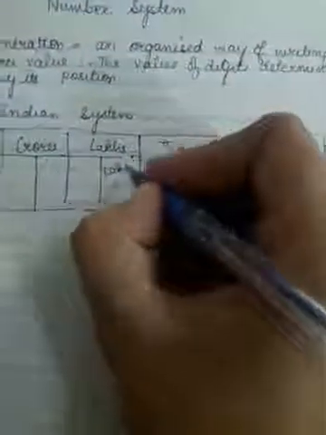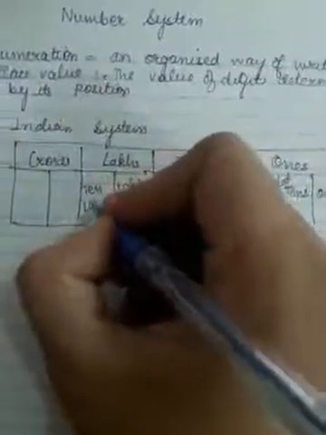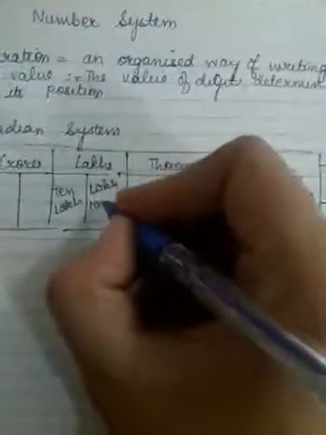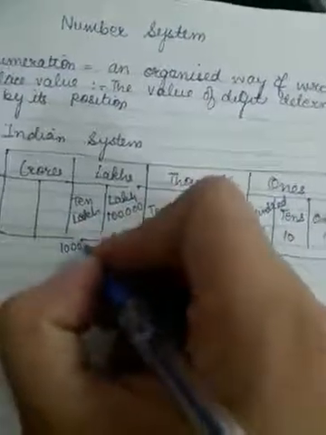Then we come to thousands. Thousand is divided into 2 parts. First one is 1000, having value 1000. Second one is 10,000, which has a value of 10,000. Then we come to lakh. Lakh has 2 subparts. First one is lakh, another one is 10 lakh. So both have different values. 1 0 0 0 0 0 is lakh and 10 lakh is 1 with 6 zeros.